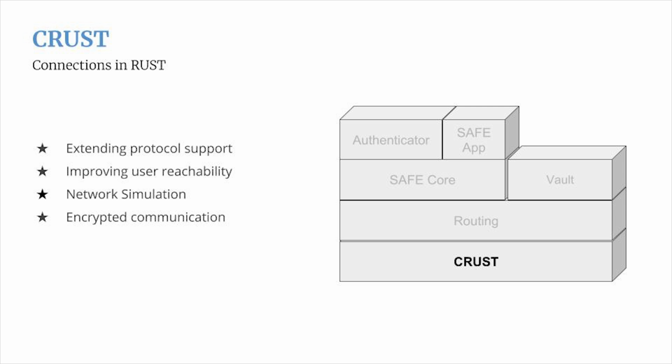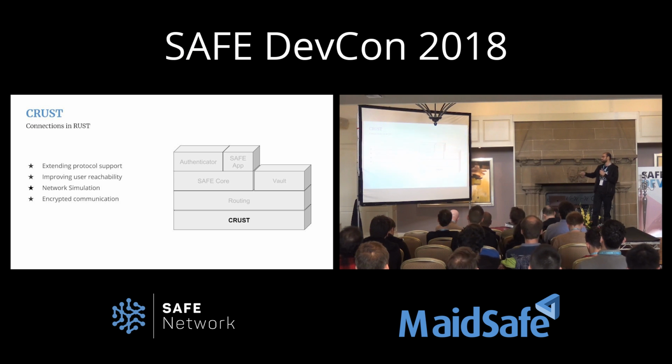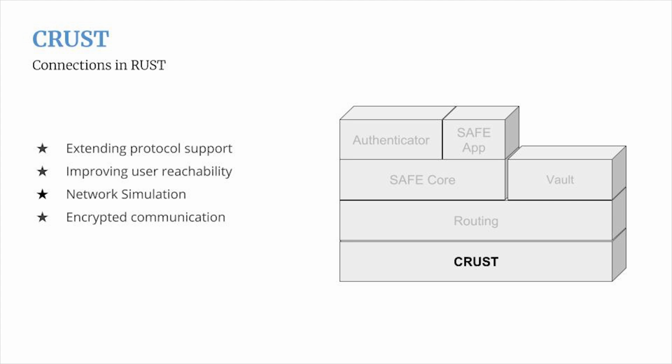Right, so let's dive into more details about each of these. So the first one is, of course, CRUST. These are the requirements of Alpha 3, which is extending protocol support, improving user reachability, network simulation, encrypted communication. So we'll dive into the depths of each of these in more detail, but this is just like a glossary, a laundry list. At this point, I would also like to mention that there has been a key change in CRUST.